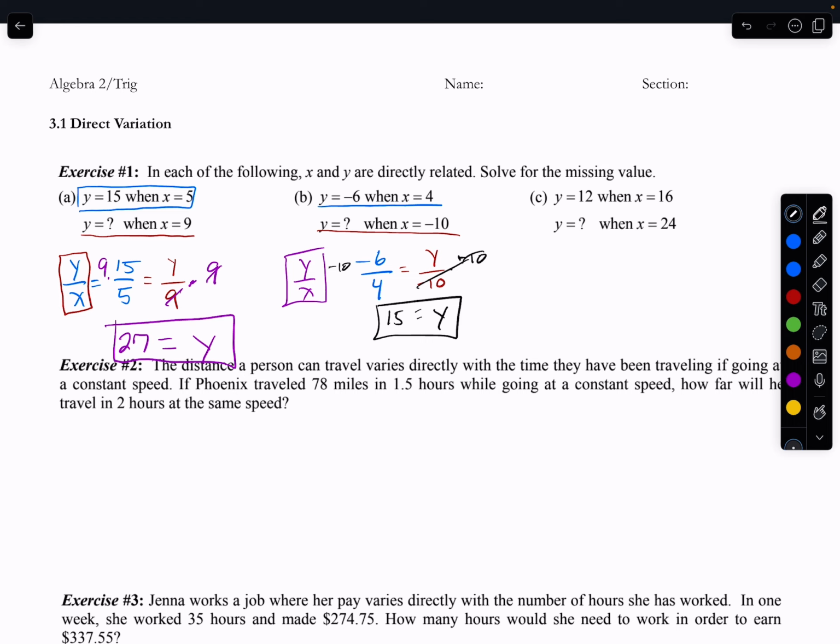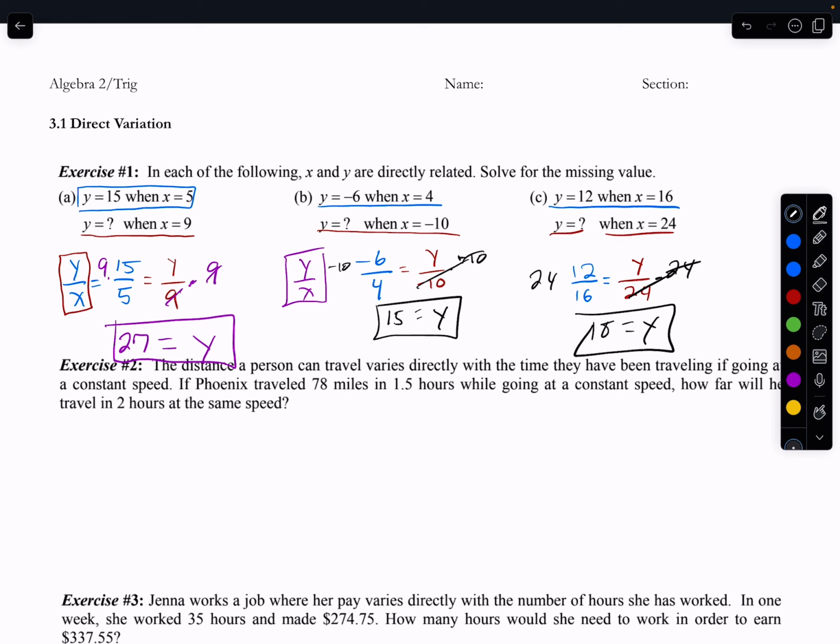And then the third example, same idea here. When y is equal to 12, x is equal to 16. So I'm going to put the 12 on the top, 16 on the bottom. I want to know, what is y equal when x is 24? Same idea. How would I solve this? Just multiply by 24 on both sides. That's going to cross off, so y is completely isolated.